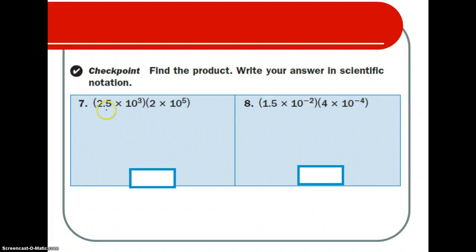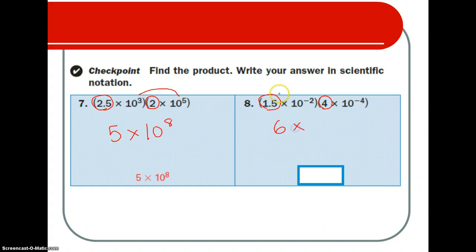Please pause the video and try numbers 7 and 8. For number 7, we're going to multiply the two numbers together, the decimal point or the regular numbers, you get 5, times, add the exponents, 10 to the 8th power. For number 8, 1.5 times 4, and again, you can see that I'm not moving the numbers. If you understand that you just multiply the two decimal points and then add the exponents of the powers, then you don't need to move anything. There's your answer.